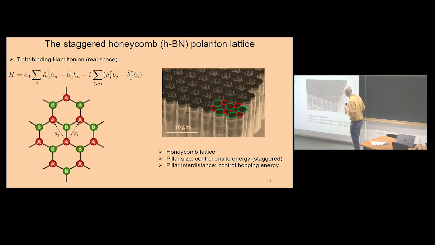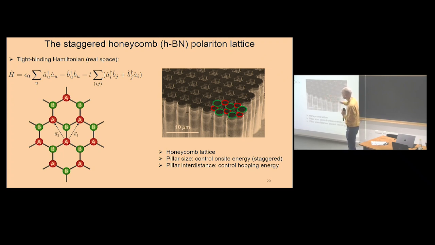If you look, I circled some of the sites in green, some of the sites in red. It's just because they have slightly different sizes, okay? This one is a bit bigger, this one a bit smaller. So this actually introduces an on-site energy difference between both sites, because a small pillar means higher confinement energy, and so bigger energy on these sites. Okay, so it's called a staggered honeycomb lattice.